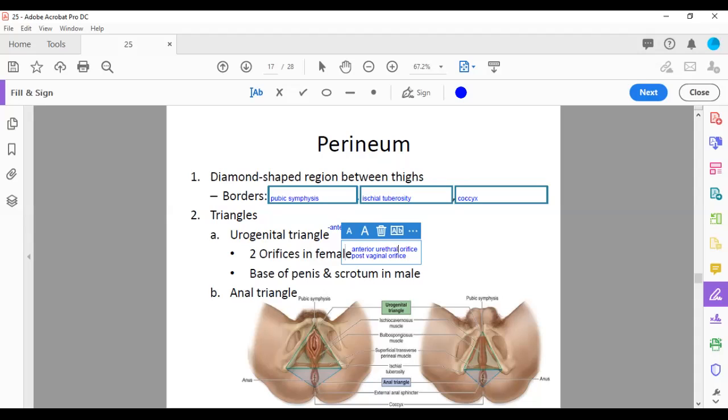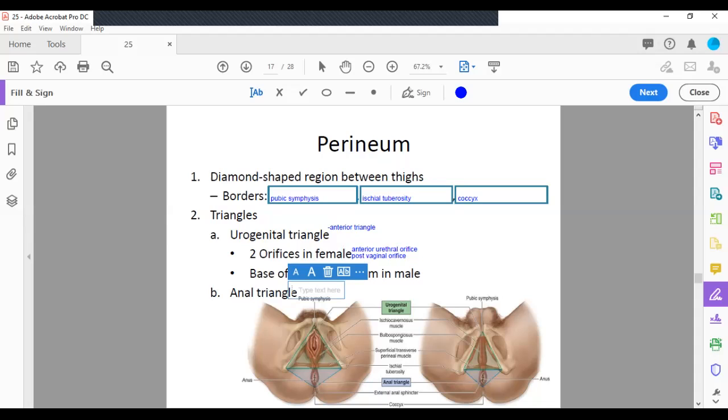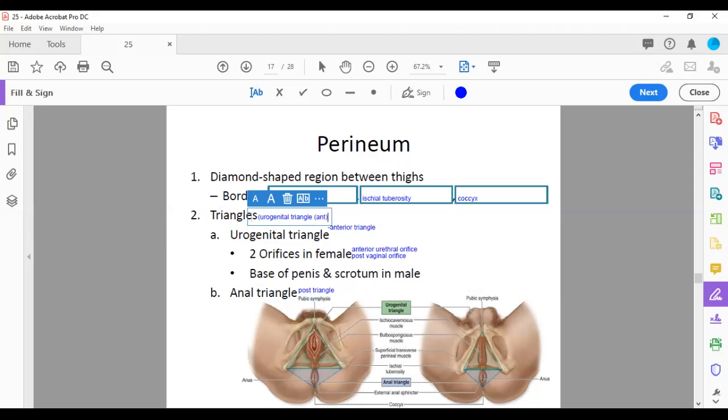For both genders, the anal triangle is the posterior triangle, and it contains the anus. So we can say the triangles in the perineum can be divided into the urogenital triangle and the anal triangle in the back.